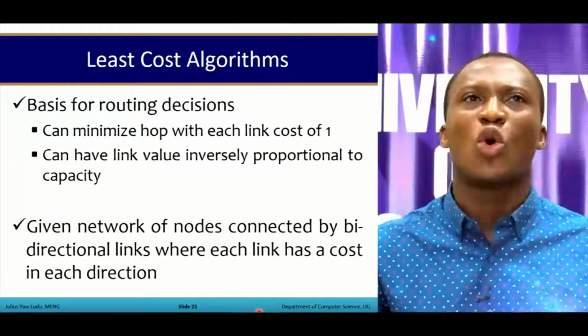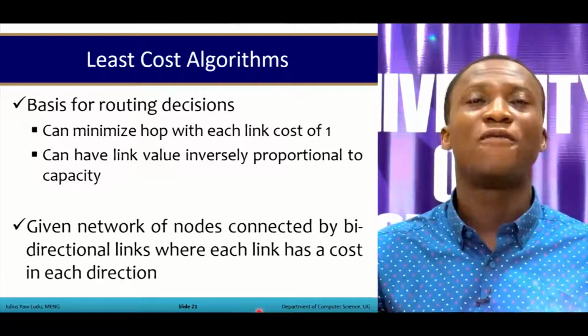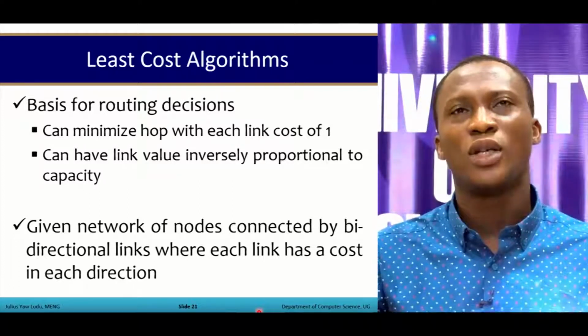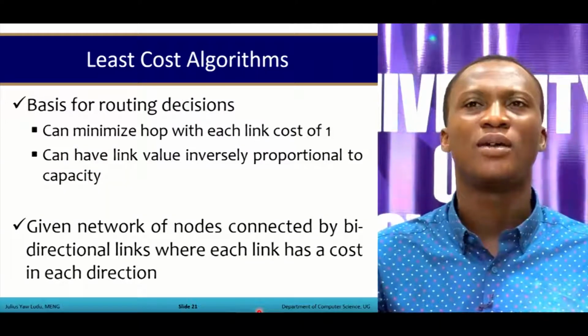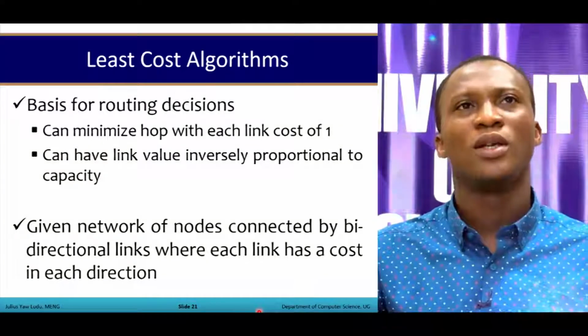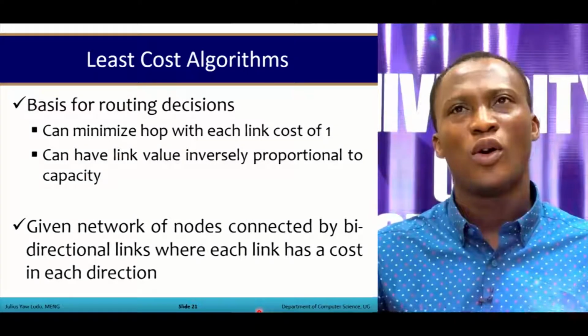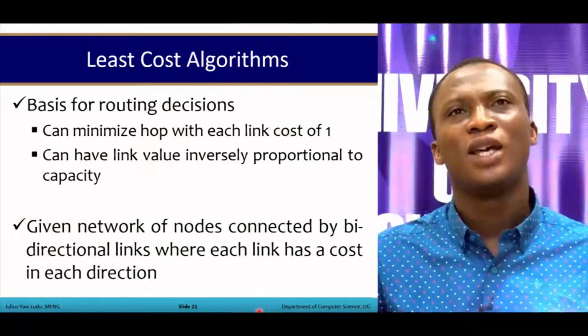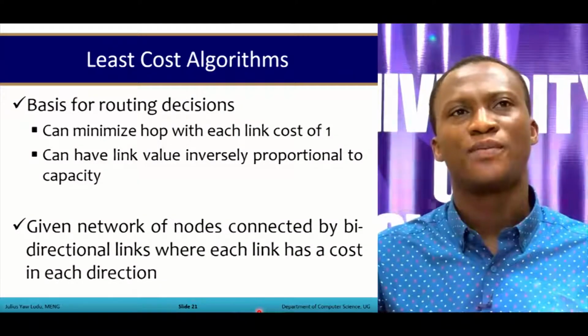Now let's look at the least cost algorithm, and this is the basis for routing decision. We've already seen the two performance criteria, the minimum hop and the least cost. And this can minimize hop with each link cost of say 1, and can have link value inversely proportional to the capacity or the bandwidth.